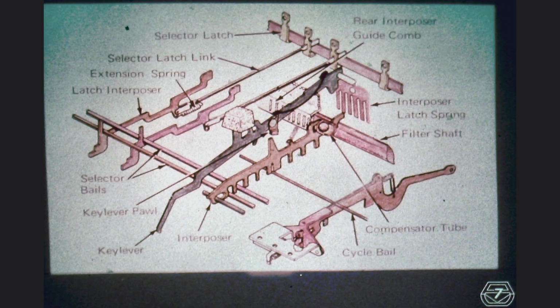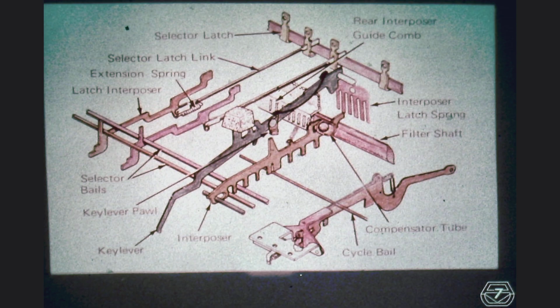Thus, if we have 44 character keylevers, we also have 44 character interposers. Once the rear of the interposer is depressed, the interposer latch spring locks the interposer into its low or set position as illustrated. Actually, this is all there is to the presetting of the latch selection. It is important to note that only one interposer can be depressed at any one time.